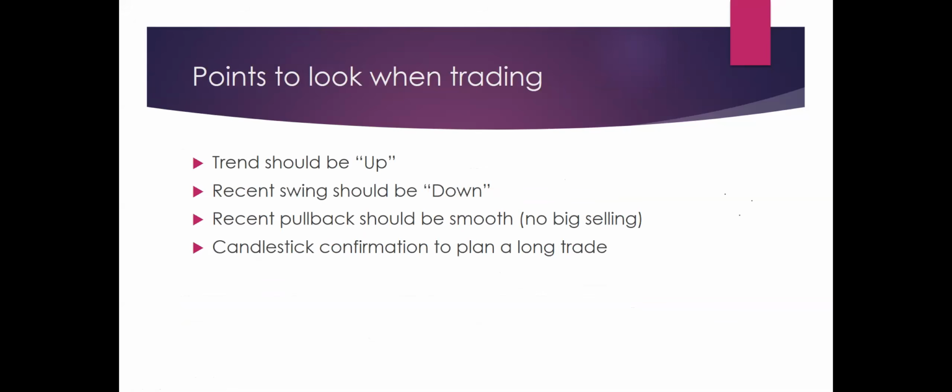Now, what are the points to look at when you take a long trade? These are the 4 points one needs to look at while planning a long trade. Number one, the trend should be clearly up. So the script should show a clear uptrend. And number two is the recent swing. The recent pullback should be down.